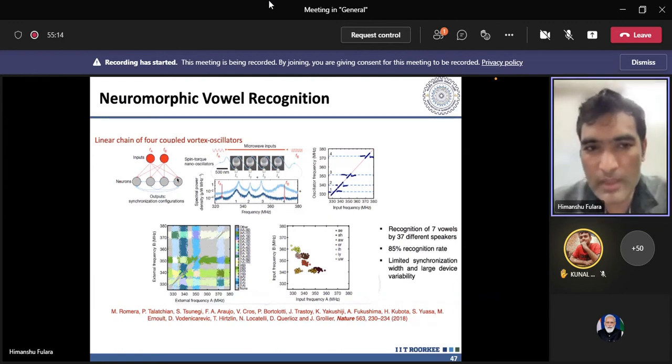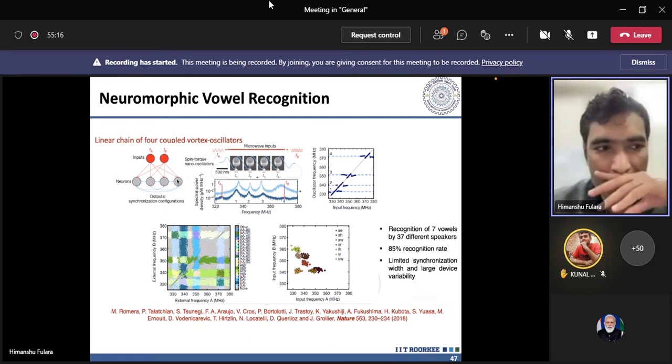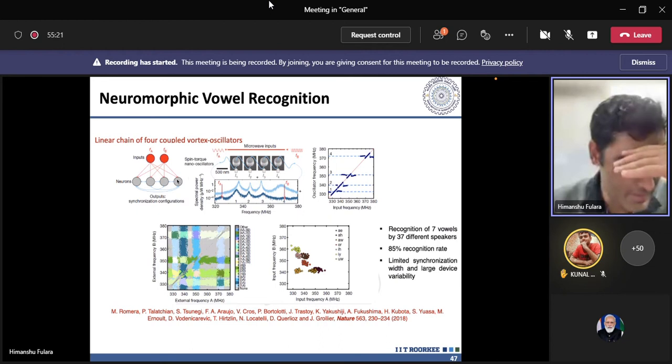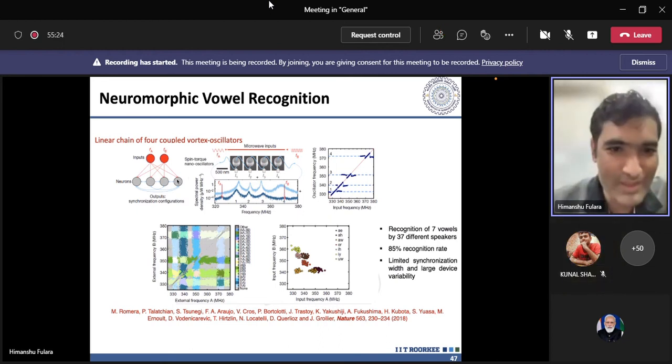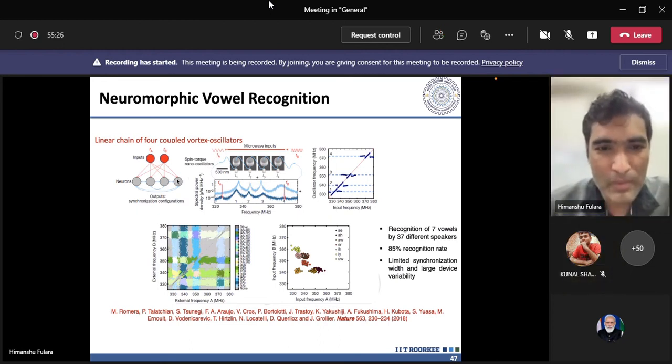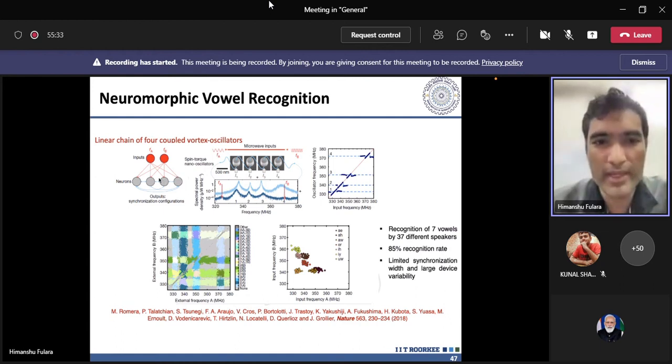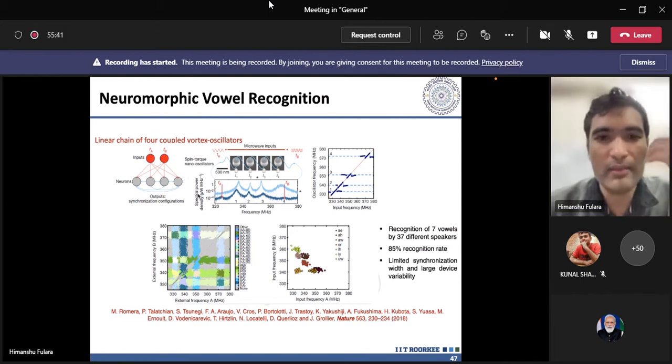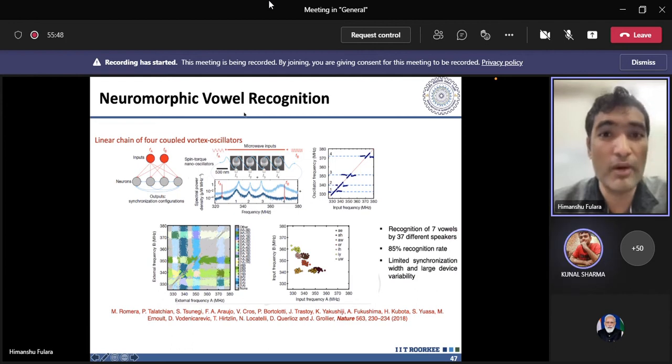So they were successful. I am not saying that this experiment created a clone of the brain. No, we have not done that. But what has been done through this experiment is that these researchers were successful in recognizing one human property with the help of this hardware. And what is this property? That is vowel recognition.